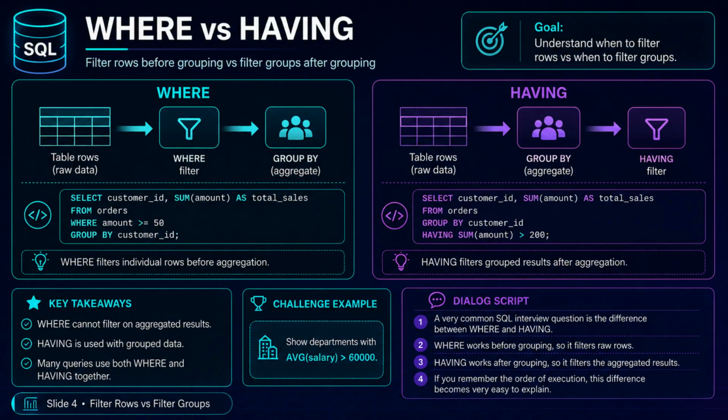If you remember the order of execution, this difference becomes very easy to explain. The where clause is processed first, filtering the data before any grouping occurs. Then, after the data has been grouped, the having clause comes into play, allowing you to apply conditions to the grouped results. This logical sequence helps clarify why each clause is used in different stages of query processing.